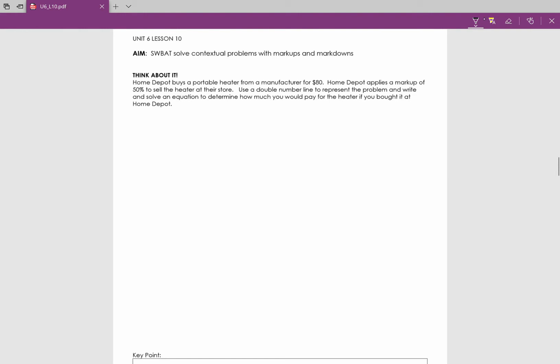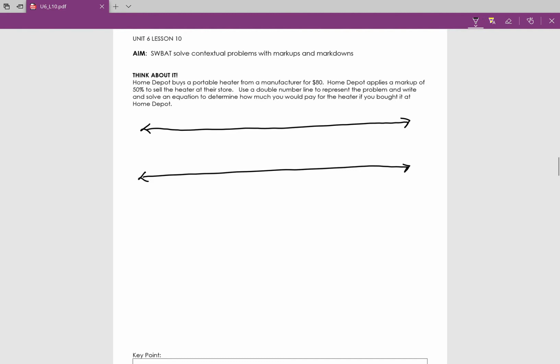Okay, so first things first, let's draw our double number line. We're dealing with 2 units. Of course, we're dealing with percents. And today, we're dealing with money. I'm going to draw my $0, $0, and 0%. Great. So again, we're working with percents, so we're going to label 100% right away.